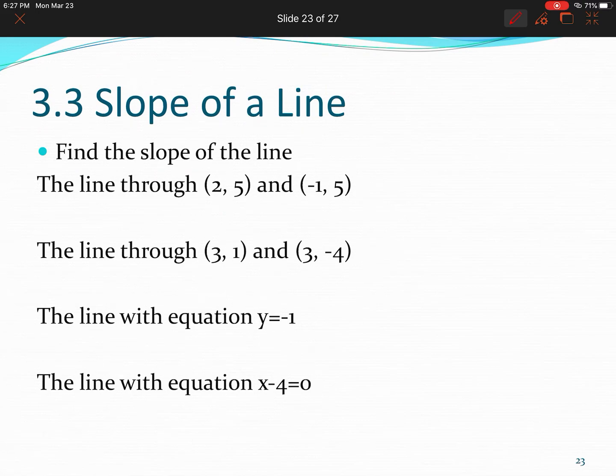Now, look at these. These are basically the same type of question, but they are a little bit different. As we look at the first one, again, we're just going to use our slope formula. It says to find the slope of the line through these points. Using our slope formula, we're going to say 5 minus 5 over negative 1 minus 2. And 5 minus 5 is 0. And negative 1 minus 2 is negative 3. When we simplify that, we get that we have a slope of 0.